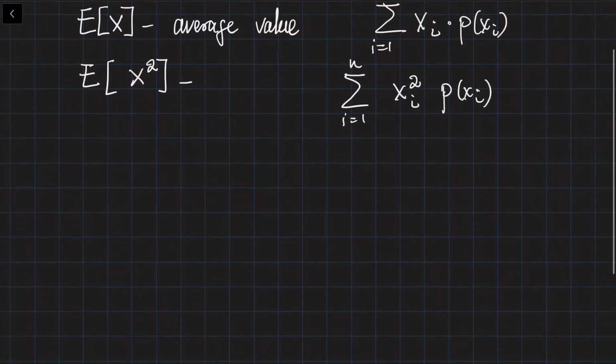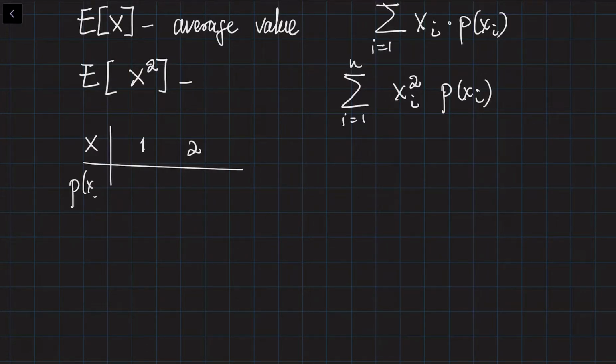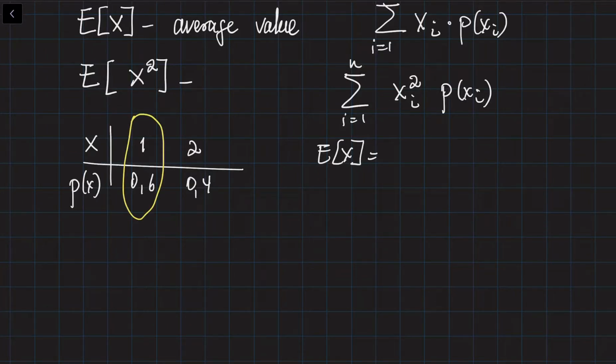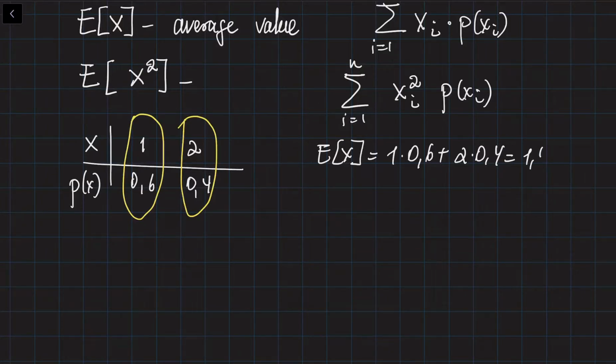I would like to show you quickly a small example. Let's say x takes the values 1 and 2 with the corresponding probabilities 0.6 and 0.4. If you would like to find the expected value of x, you need to multiply 1 by its probability, 2 by its probability, and sum them. So basically it's 1 times 0.6 plus 2 times 0.4. It's going to be 1.4.